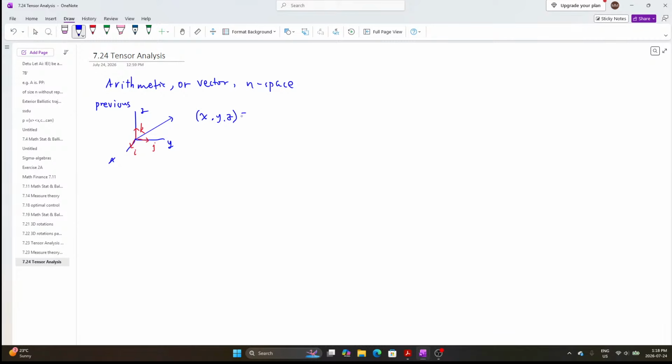which is really a basis expansion. So it's xi plus yj plus zk. And the unit vectors i, j, k are of course the so-called standard basis vectors: i equals 1, 0, 0, j equals 0, 1, 0, and k equals 0, 0, 1. So there you go.